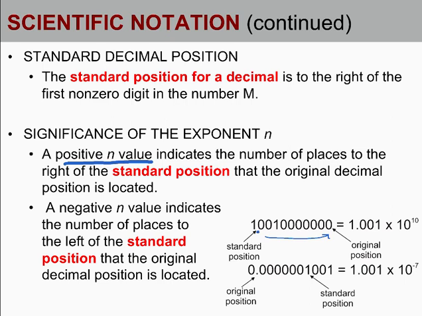And then a negative value of n indicates the number of places to the left of the standard position that the original decimal position is located. What that means is the standard position is to the right of the original position. So whatever way works for you in terms of determining where the decimal originally is located, that's totally fine. Again, I like to think of it in terms of larger numbers versus smaller numbers. I just remember that larger numbers have positive exponents, smaller numbers have negative exponents.